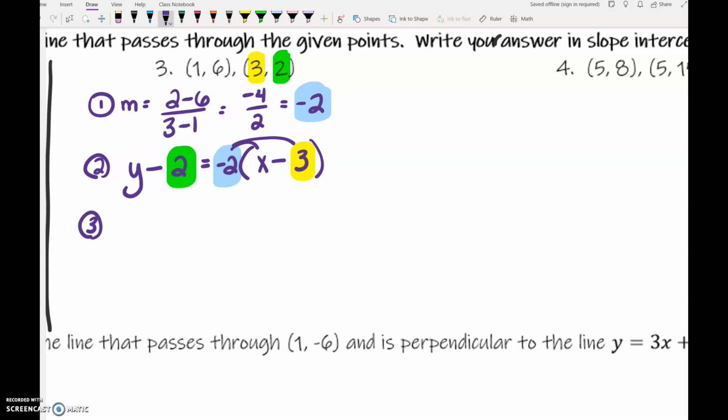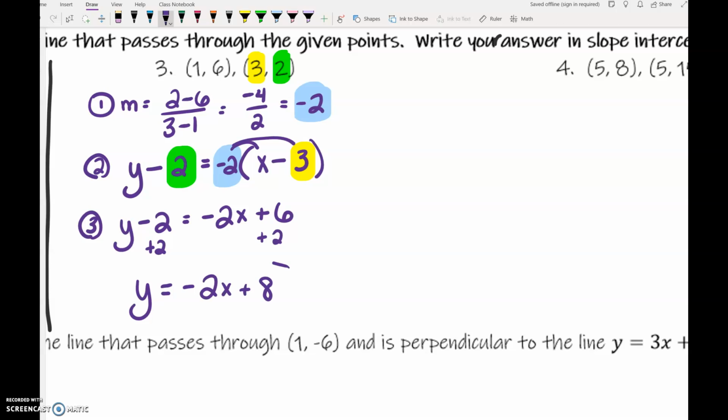Distribute your slope. That gives us y minus 2 on the left, negative 2x, negative 2 times negative 3 is positive 6. And then get y by itself. y equals negative 2x plus 8.